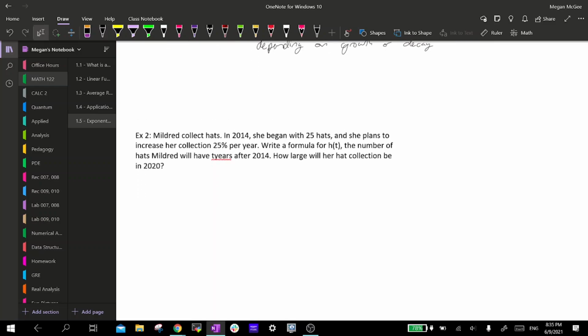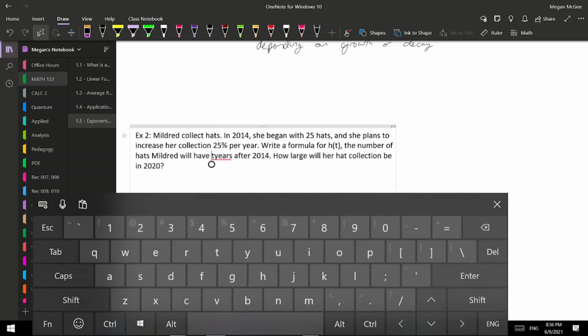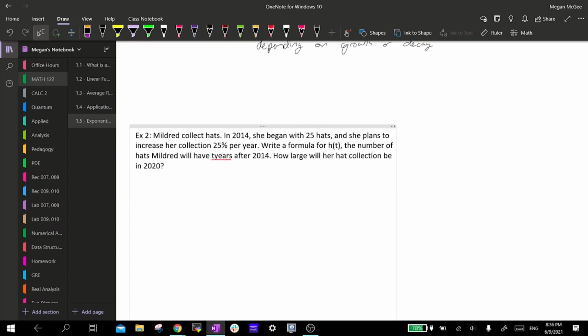In 2014 she began with 25 hats, and she plans to increase her collection 25% per year. Write a formula for h of t, the number of hats Mildred will have t years after 2014. How large will her hat collection be in 2020?